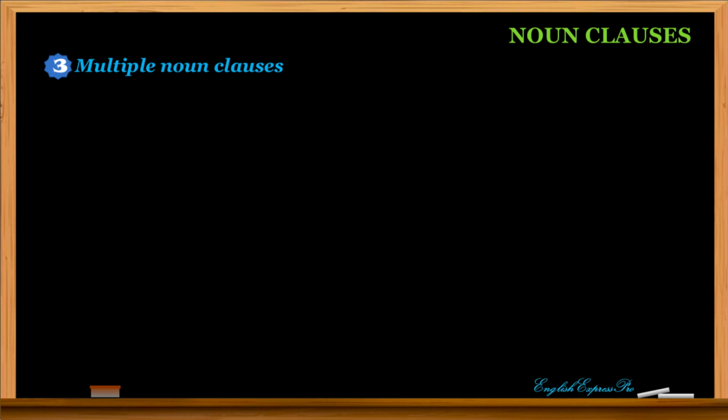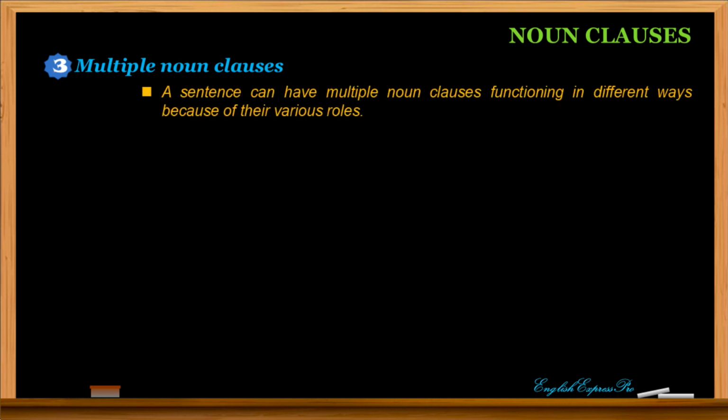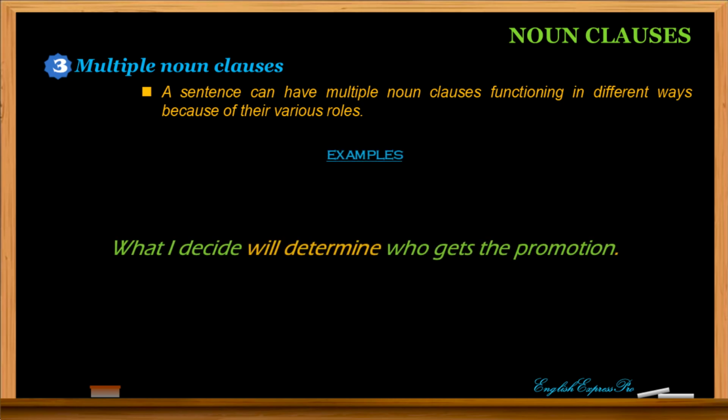Multiple noun clauses. Because of their various roles, a sentence can have multiple noun clauses, functioning in different ways. Take the following sentence for example. What I decide will determine who gets the promotion. Here, the noun clause, what I decide, is acting as the subject of the sentence, while the clause, who gets the promotion, is acting as the direct object of the verb, determine.